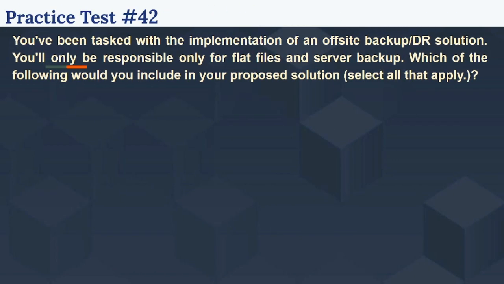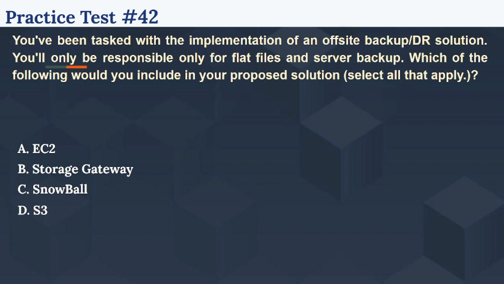So the 42nd question is: you've been tasked with the implementation of an offsite backup DR solution. You will only be responsible for flat files and server backup. Which of the following would you include in your proposed solution? Select all that apply. So the options are Option A EC2, Option B Storage Gateway, Option C Snowball, Option D S3. Please select your answer in the next 5 seconds.